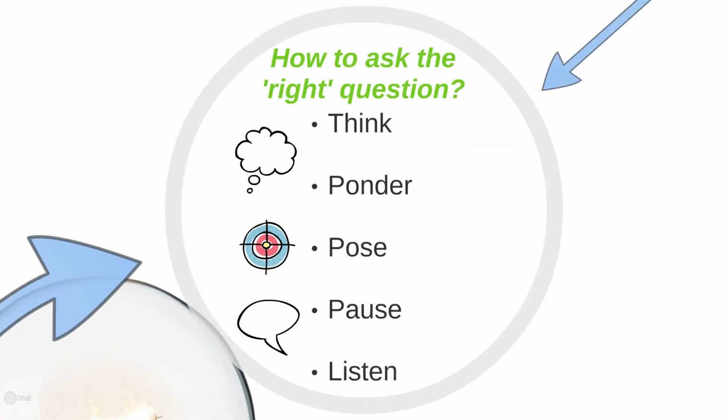But how do we ask the right question? So firstly, think of the answer you're hoping for before considering the question to ask. Then ponder the type of question you ask to get the response you're looking for. Pose the question to your students. Pause to allow your students to consider how to answer, and then listen attentively to their answer and allow them time to finish.